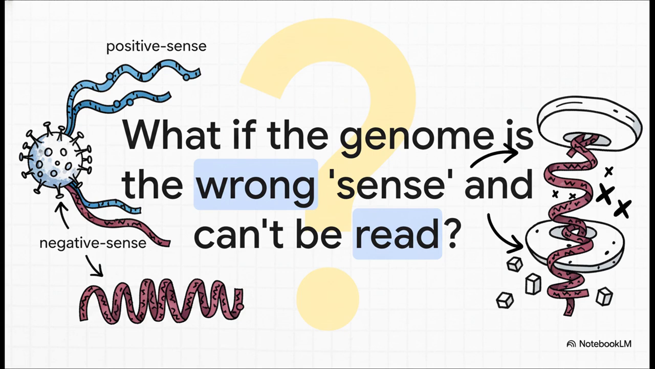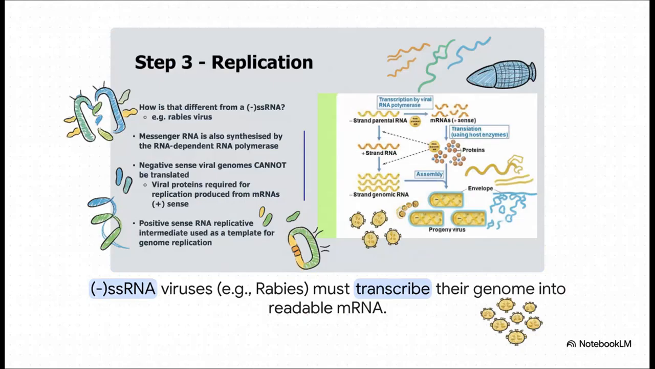Okay, so that naturally leads to a question, doesn't it? What happens if a virus has an RNA genome, but it's the wrong sense? What if it's a negative sense strand? To a ribosome, that's just molecular gibberish. It can't read it. So what does the virus do then? Well, that brings us to our second case study, the negative sense single-stranded RNA viruses. Think rabies, for example.